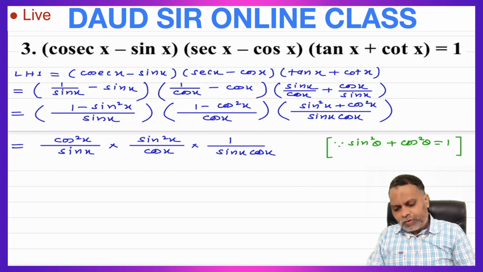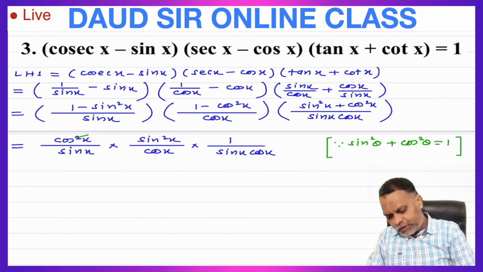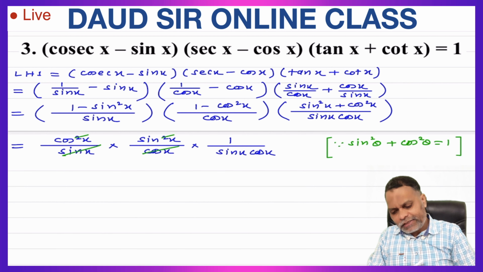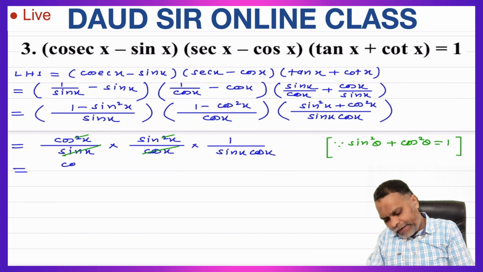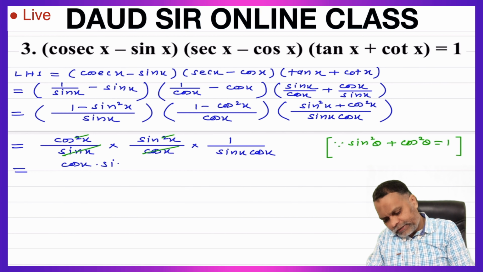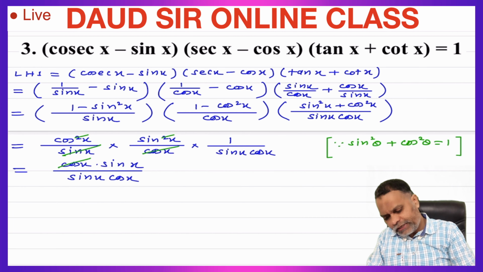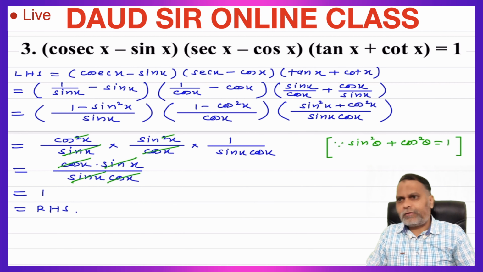Multiplication signs here, so we can cancel the terms. This cos square x and cos x cancelled. This square and this sin x cancelled. In numerator, cos x left into sin x left. And denominator also, this sin x into cos x. We can cancel them also. Cos x cancelled, sin x cancelled. So here, which is equal to 1, and 1 is our right hand side, is equal to right hand side.